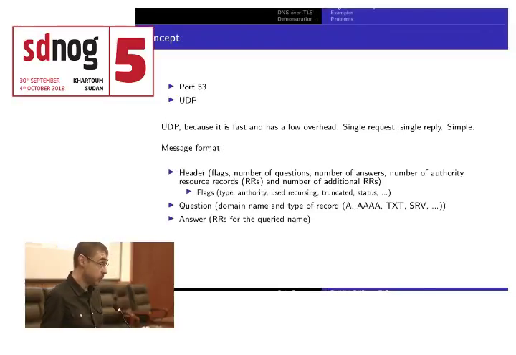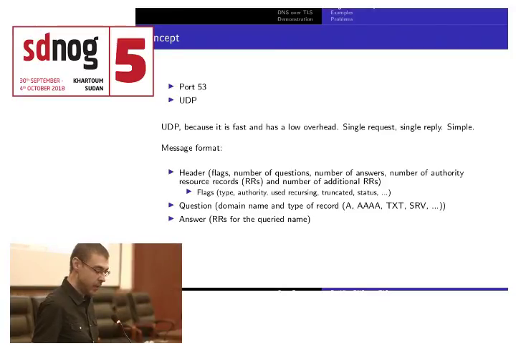DNS is a very simple protocol. Well, it started off as a very simple protocol. It is running over port 53 using UDP. Why UDP? Because it's fast, low overhead. It's a single request, a single reply. It's really simple, actually. And the message format, I've put it there for informative purposes, just to show you that there's lots of information in any given DNS packet.